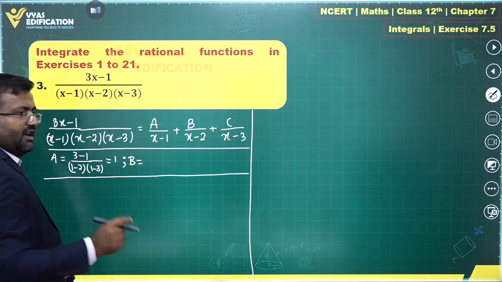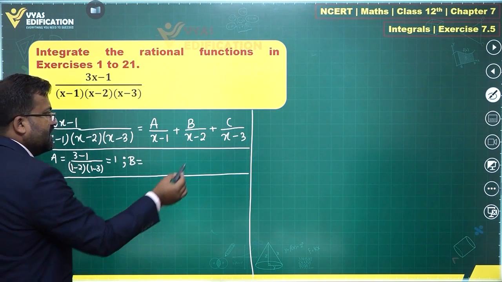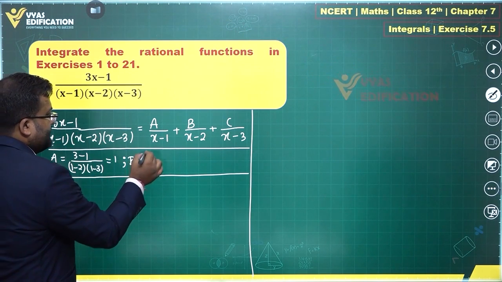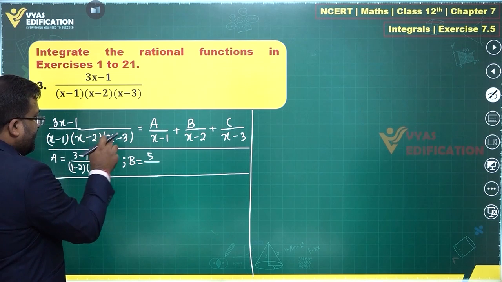B, for B, I'll go a bit faster. So we put x equal to 2, get rid of this. This is 3 times 2 is 6, minus 1 is 5 upon, this is 1 and this is minus 1.